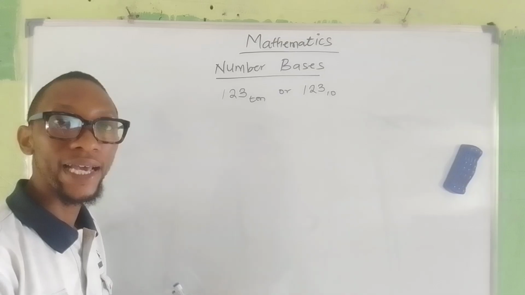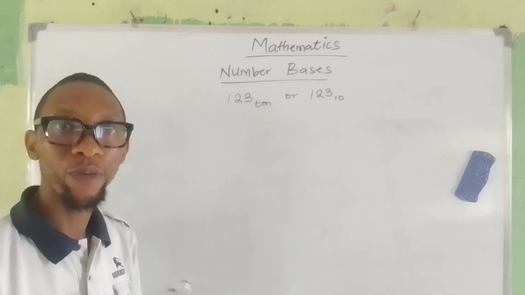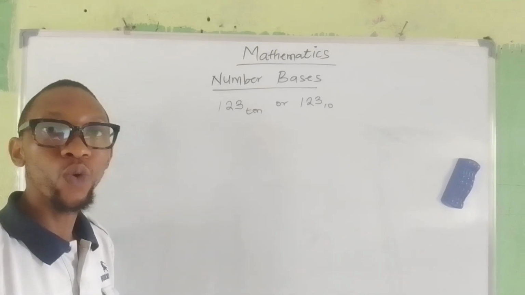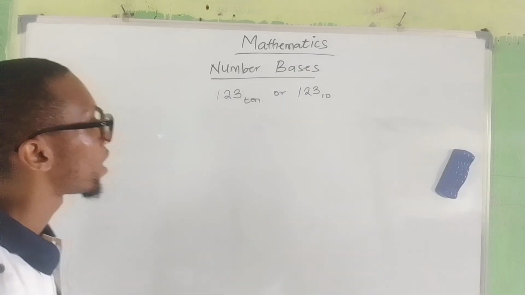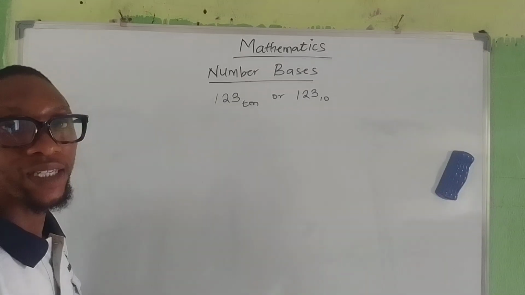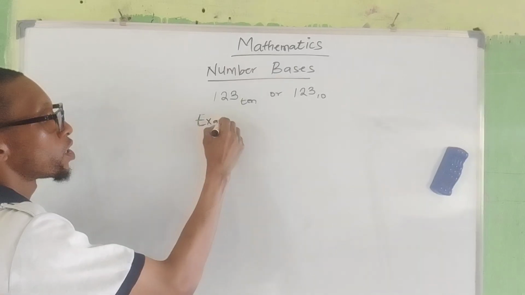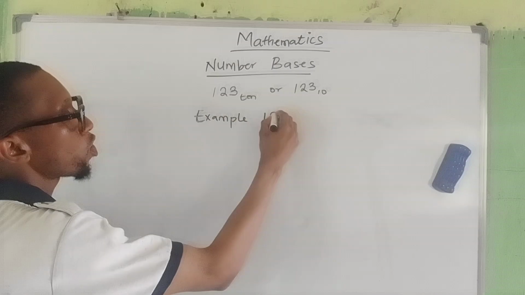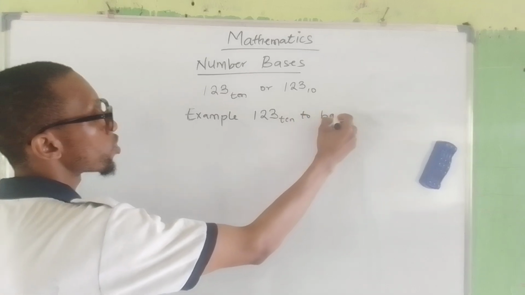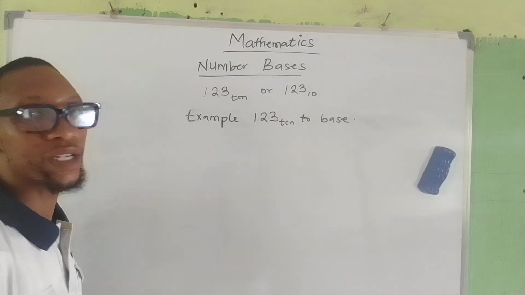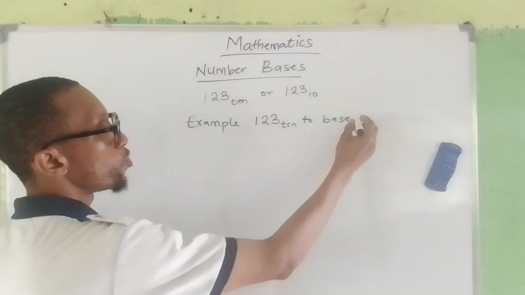Now when you are talking about number bases, you can convert from one base to the other. You can convert from base 10 to base 2, you can convert from base 10 to base 3, you can also convert from base 3 to base 10. So we'll start with converting numbers from base 10 to base 2. For example, I want to convert 123 in base 10 to base 2.